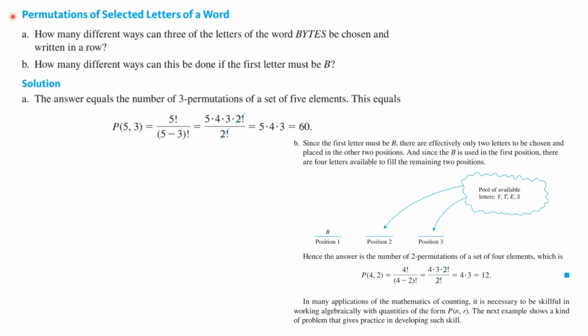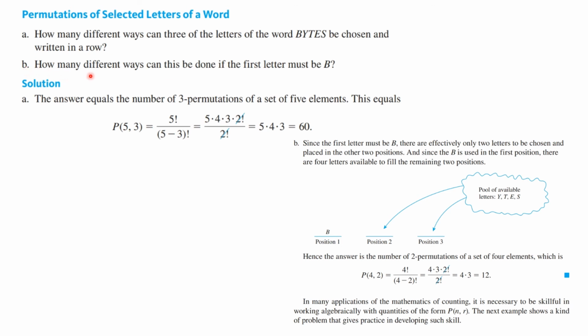Let's do a different example. Now we're talking about permutations of selected letters of a word. So now we're talking about the word BYTES, and those are computer bytes. We'll talk more about that later in the course. How many different ways can 3 of the letters of this be chosen and written in a row? And you see, order matters, and you should realize that this has 5 distinct things. So this is going to be 5 permutations, because order matters, taken 3 at a time. Here's the formula. We plug it in. Notice that the 2 factorials cancel, and you get 60.